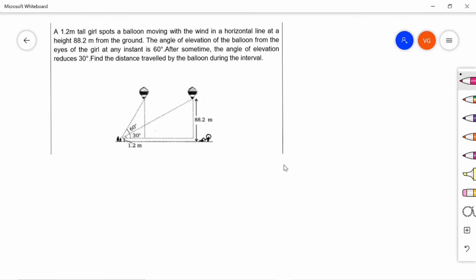In question number 34, you have an internal choice. The other question is also from, again, heights and distances. So let us see what this question is.